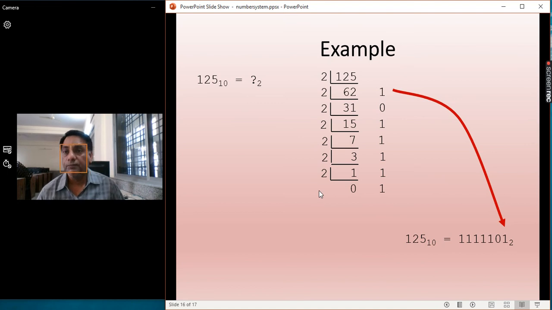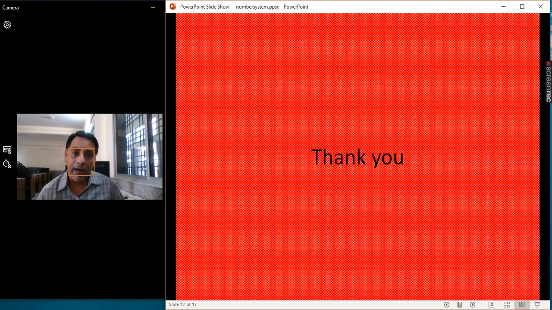This is the mathematical system through which a decimal number is converted into a binary number. So in this chapter, we discussed the conversion from binary number to decimal number, and then decimal number to binary number.